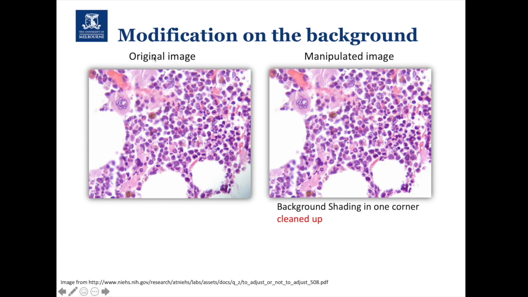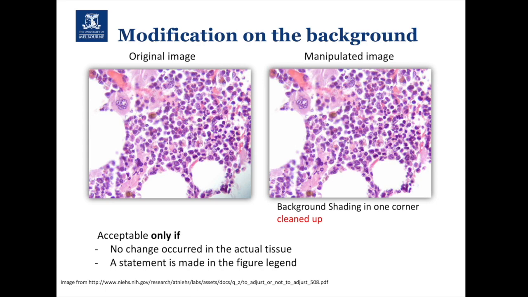In this case, in our original image, we've got a bit of a shaded area in the bottom right hand corner here. It doesn't look like this microscope was aligned properly. And in the manipulated image, you can see that's been cleaned up. So first thing is make sure your systems are working properly. If this is a bump microscope, for example, please let us know if you're seeing issues like that, and we'll try and sort them out for you.